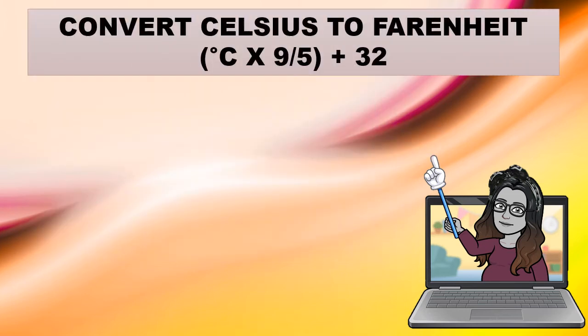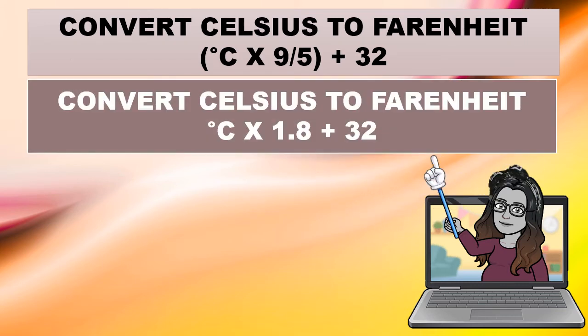Let us start with converting Celsius to Fahrenheit. This is our formula: degree Celsius times 9/5 plus 32. Or you can also use degree Celsius times 1.8 plus 32.